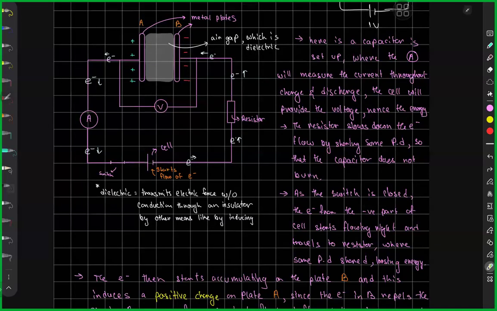And what happens next? You have a resistor built in here. Why? What the resistor really does is it slows down the electron flow by sharing some of the potential difference such that the circuit does not burn. And this is why we have the resistor. I told you initially, towards the beginning of today's class, that what a resistor does is control the current in a circuit. How so? V equals IR.